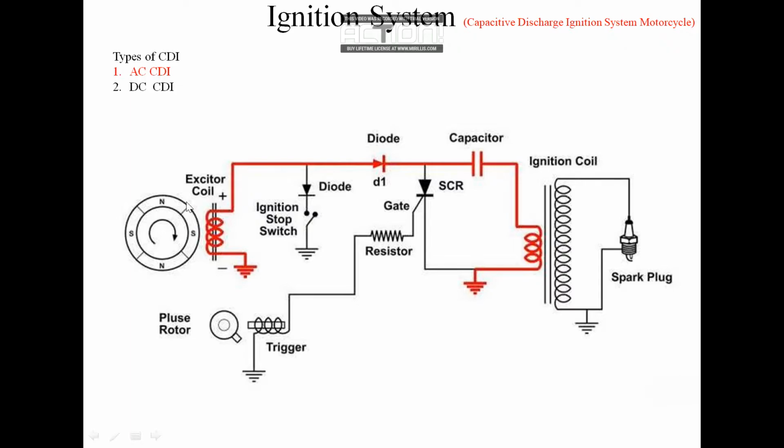Here the power is given by our AC generator. This is our AC generator. AC generator means it develops an alternating current. So this AC generator develops power and provides the power to the CDI unit. So this is the CDI unit entirely.